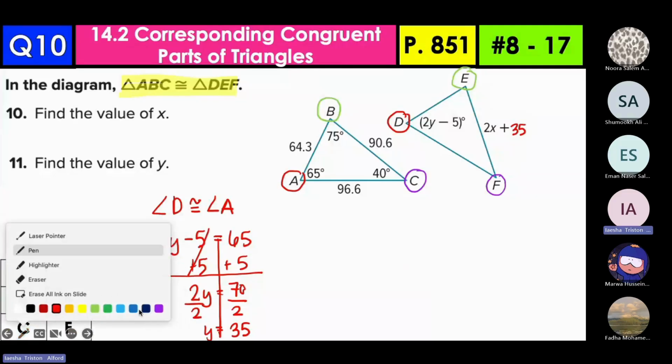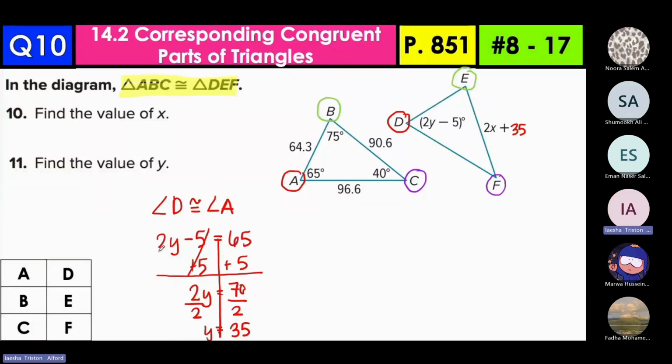Now can we find x? Yes. All right, what do you have? 2x plus 35 equals 90.6. Why? Because EF is congruent to BC. Side EF is congruent to side BC, so this side is congruent to this side. So 2x plus 35 is equal to 90.6.